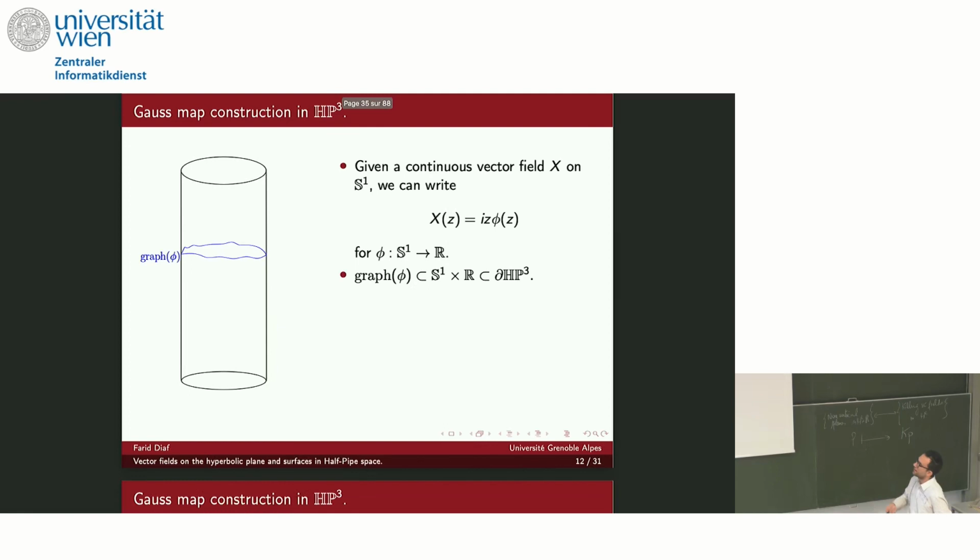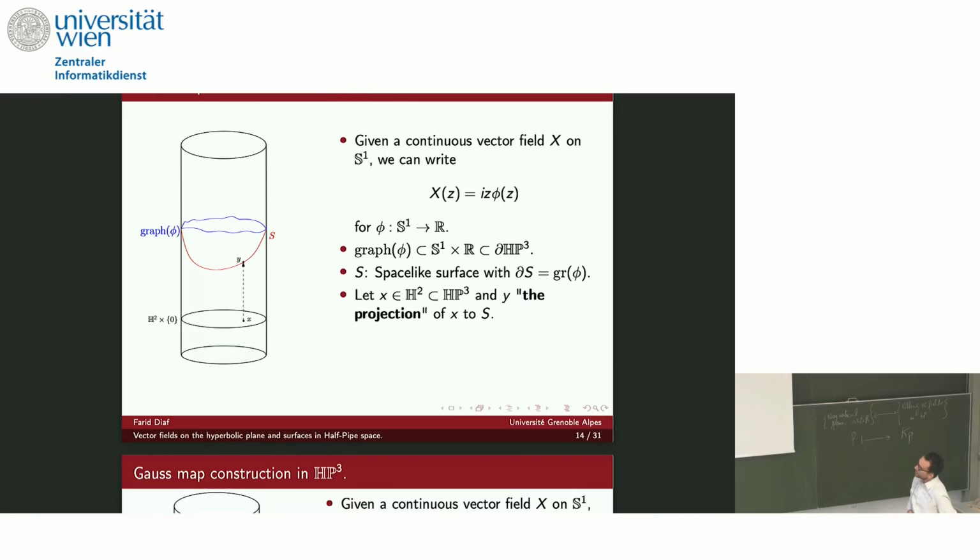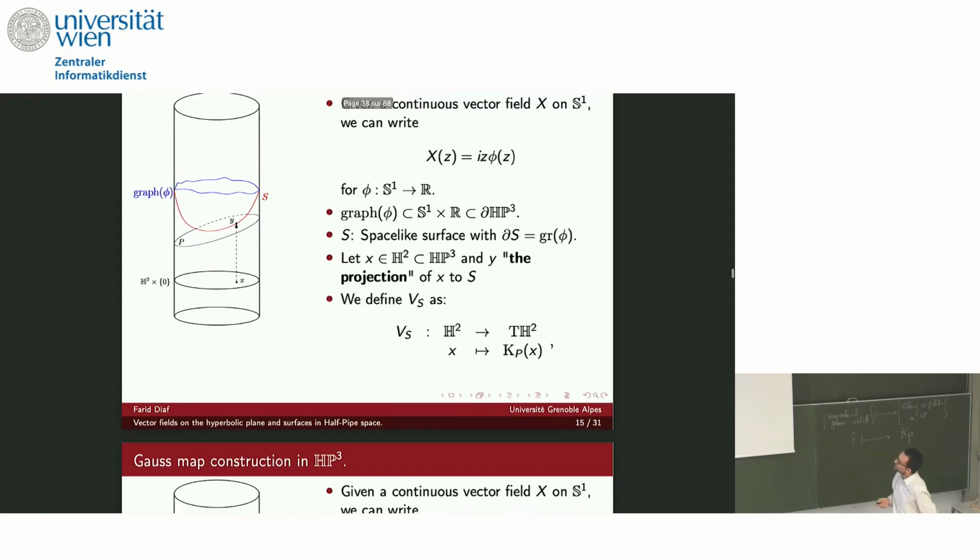I take the graph, and now the philosophy is the same. Whenever I have a surface which is asymptotic to this curve, then I have a vector field on H2. Now I will explain how we get this vector field. I take a surface like this, the red one, asymptotic to the blue one, and I want to define a vector field on H2. I pick a point x in H2, and then I project it to my surface. Then I pick P to be the tangent plane of my surface at y.